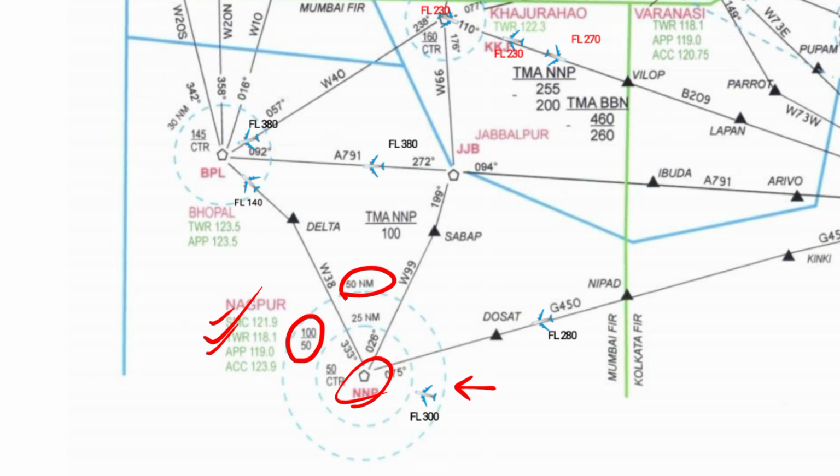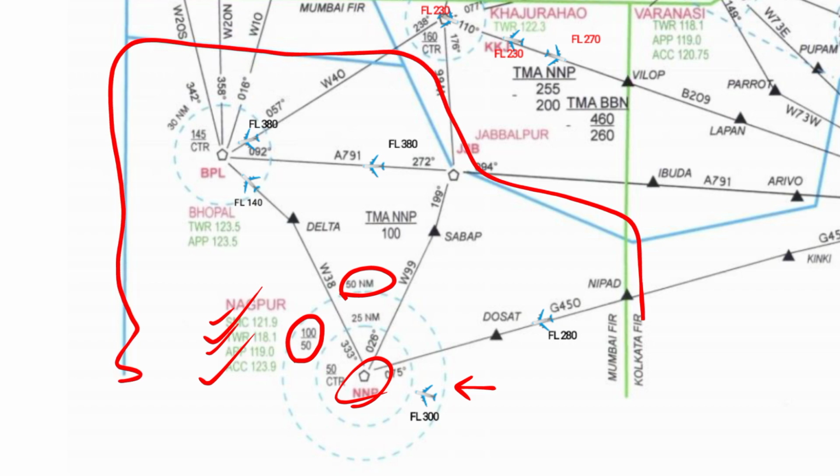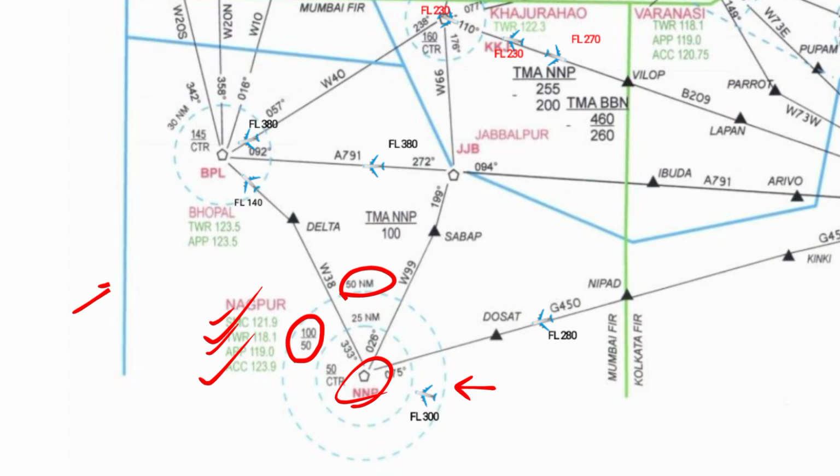The next controller is area control center. His airspace is given with this solid blue line, as you can see. This is called the control boundary, and the vertical limit is written here. So from 10,000 feet up to unlimited is the airspace given to Nagpur area control center. We call him Nagpur control, right?